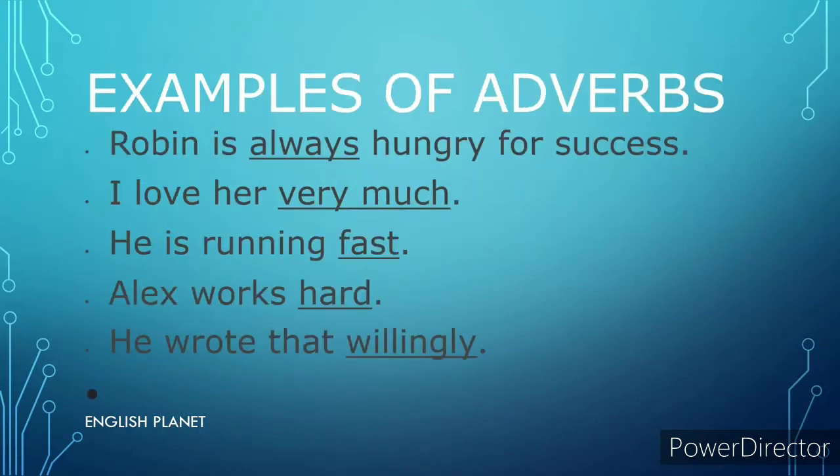Now, the first example is: Robin is always hungry for success. Can you pick up a verb in this? There is no verb in this. Hungry is an adjective. So here hungry is an adjective, and always modifies it. How hungry is he? Always hungry. So always is an adverb. Remember, in order to find the adverb, you have to first search for an adjective or a verb.